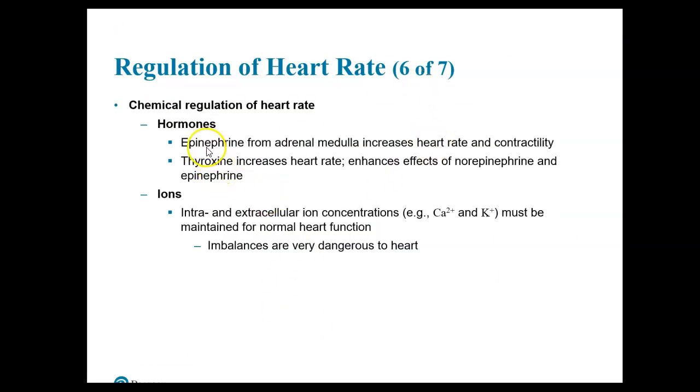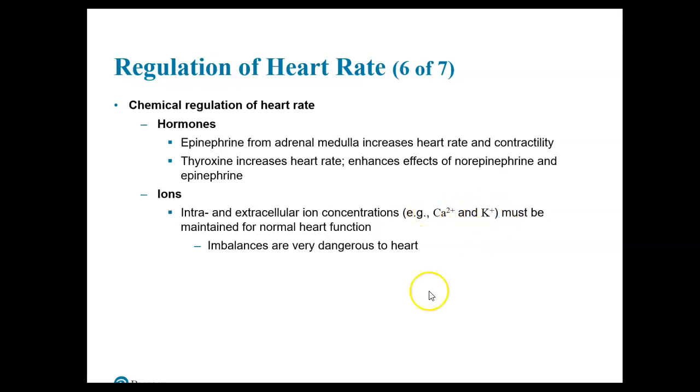Hormones that can control or regulate heart rate. Epinephrine, which comes from the adrenal medulla, as well as norepinephrine, can increase heart rate, and it's released when the sympathetic nervous system is active. Thyroxine will increase heart rate. That's released from your thyroid. And it will enhance the effects of norepinephrine and epinephrine.